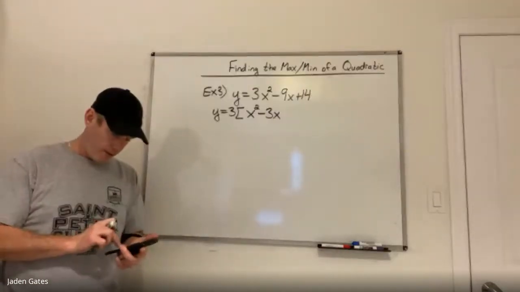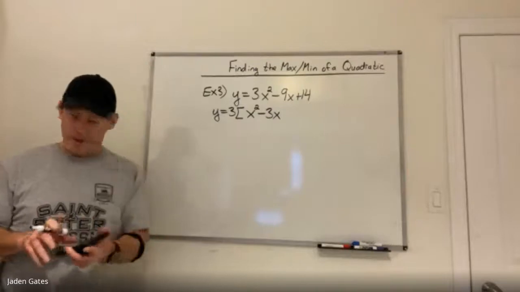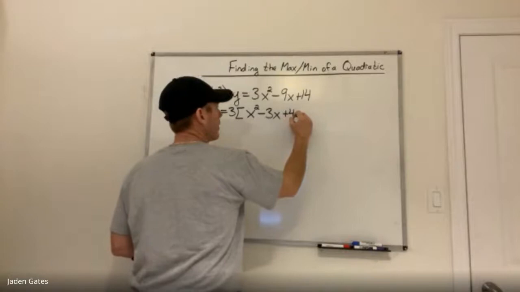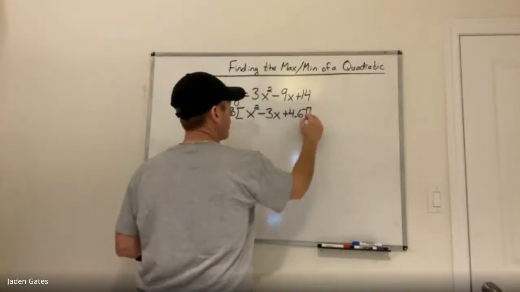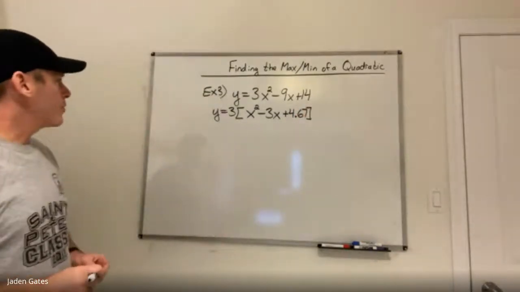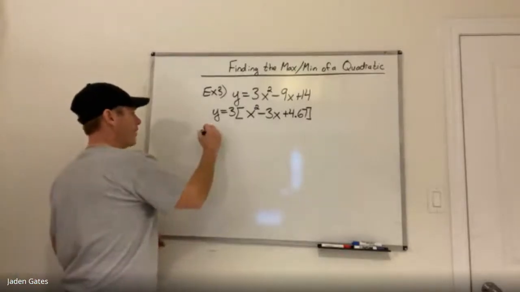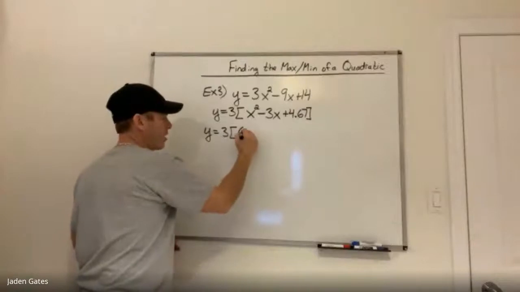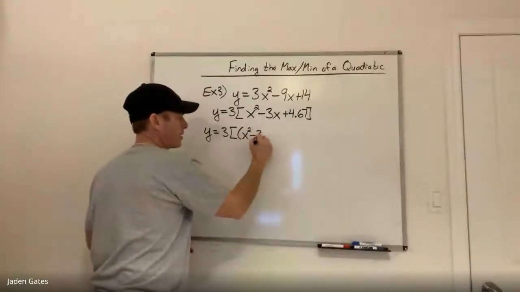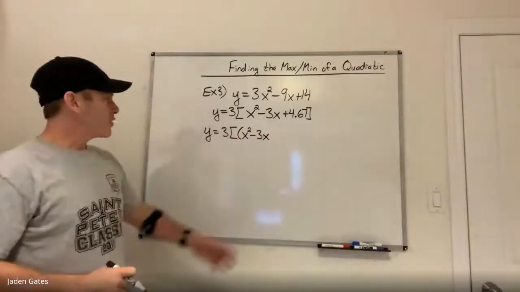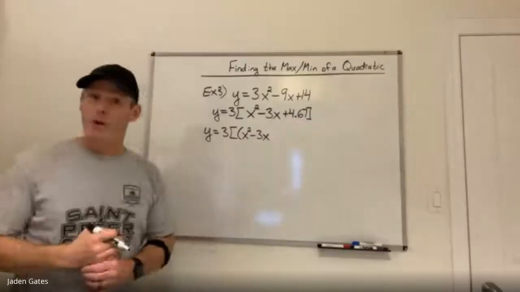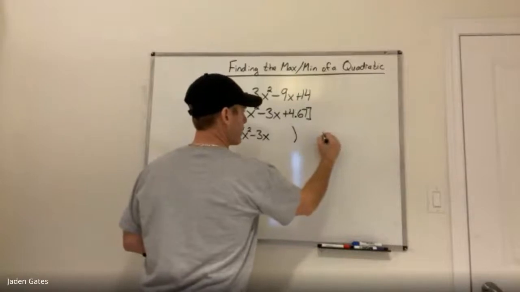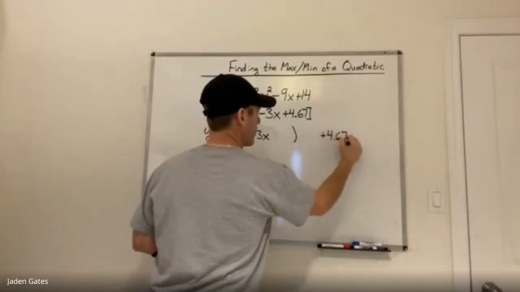14 divided by 3, 4.67. All right, so now it's time to complete the square. I got y equals 3 in round brackets, x squared minus 3x. My magic number, I'm banking that it's not going to be 4.67, so we'll put that over here. That's 4.67 over here.